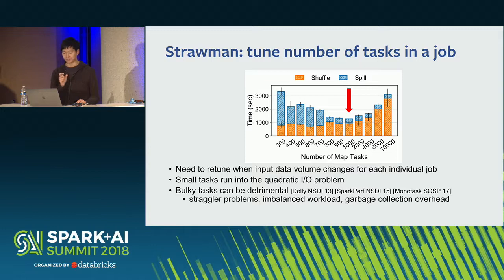To recap, small tasks run into this quadratic I/O problem that we see going from left to right. But if you instead use bulky tasks, you're paying the cost of spills. And not just spills: if you think of how you're supposed to write Spark jobs, you're discouraged from writing bulky tasks. You essentially split things into larger pieces, and then it's easier to have imbalanced workload, things like stragglers, and also different overheads, such as garbage collection and, as we showed here, spills.